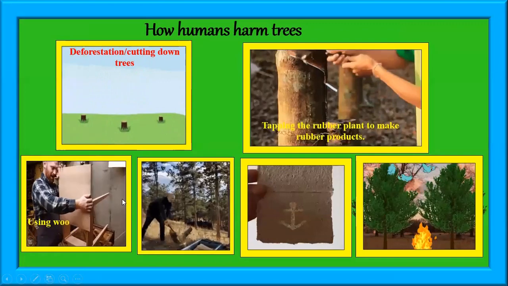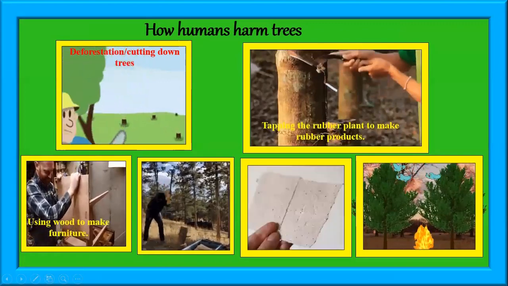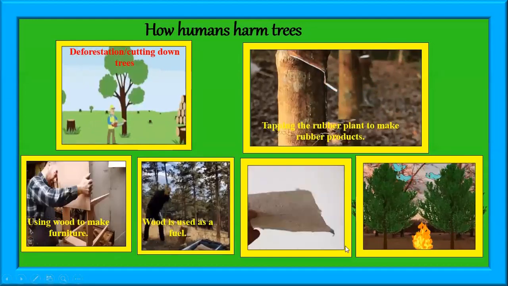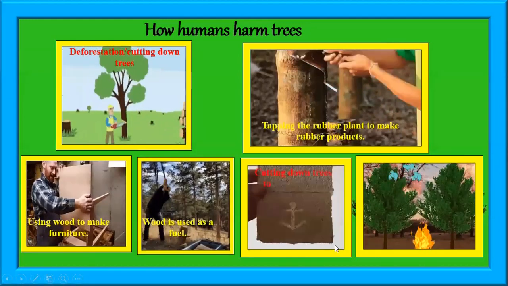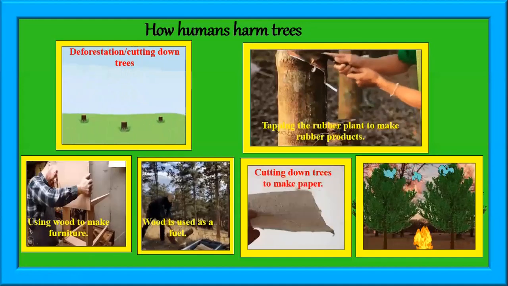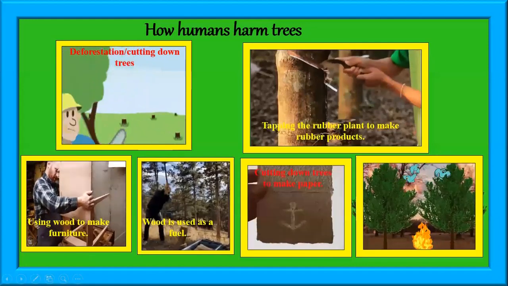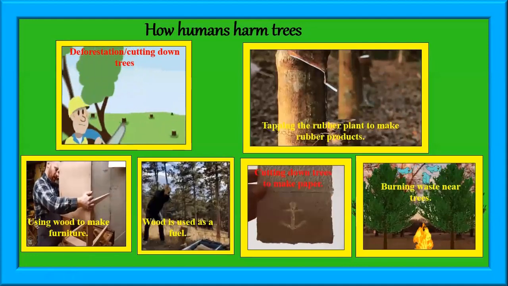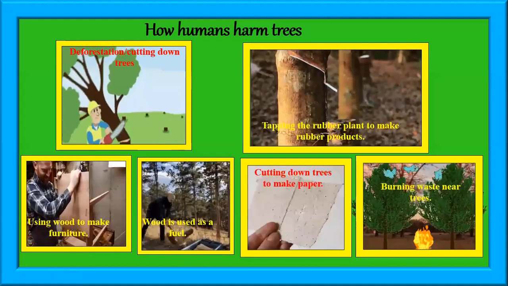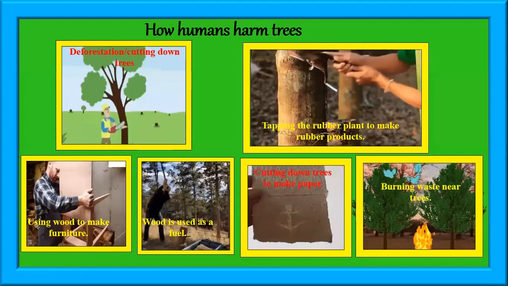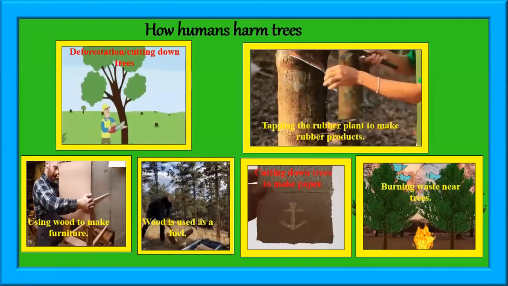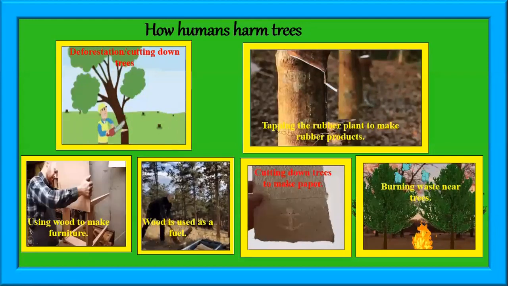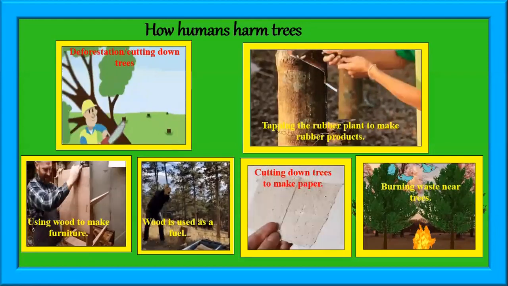We cut down trees and use the wood to make furniture. We also use wood for fuel. Next, we cut down some trees in order to make paper. Then we burn waste near trees, thereby burning the trees and letting the birds, animals, and insects living on them fly away. So, children, these are some of the ways by which humans harm trees. Let's now write this down.